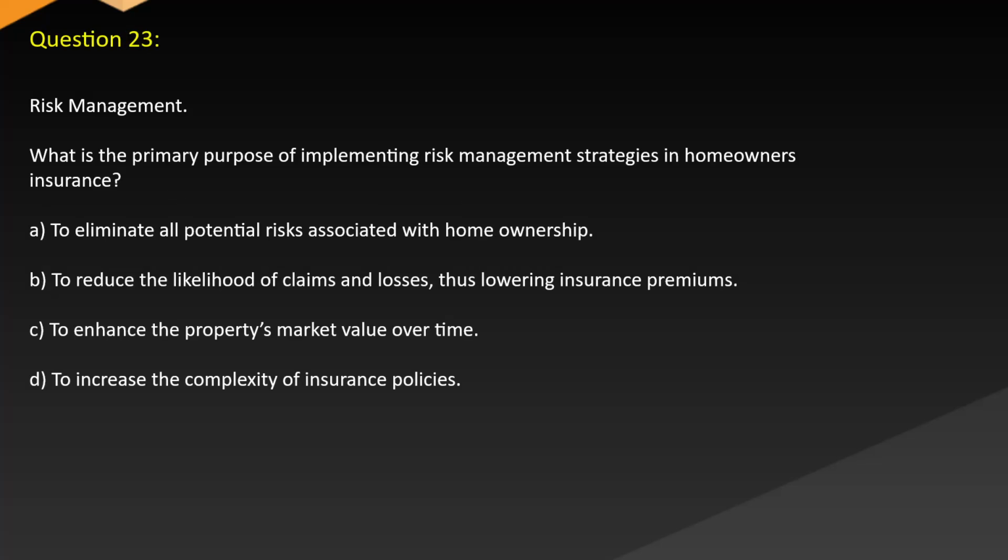Question 23. Risk management. What is the primary purpose of implementing risk management strategies in homeowners insurance? A. To eliminate all potential risks associated with home ownership. B. To reduce the likelihood of claims and losses, thus lowering insurance premiums. C. To enhance the property's market value over time. D. To increase the complexity of insurance policies.